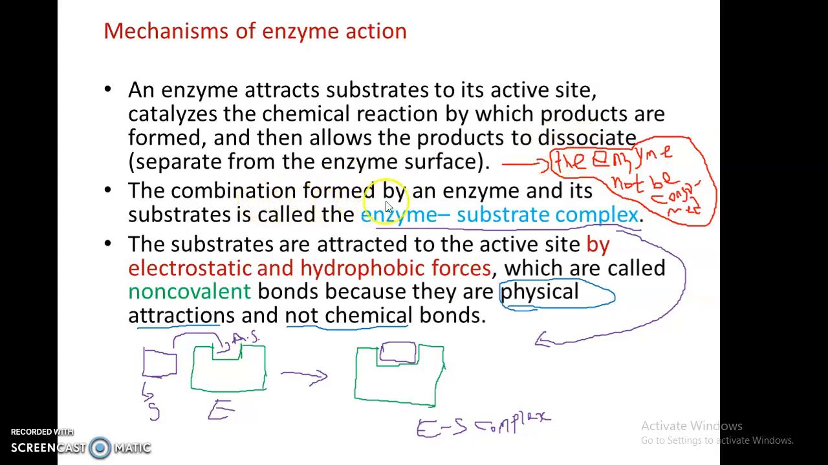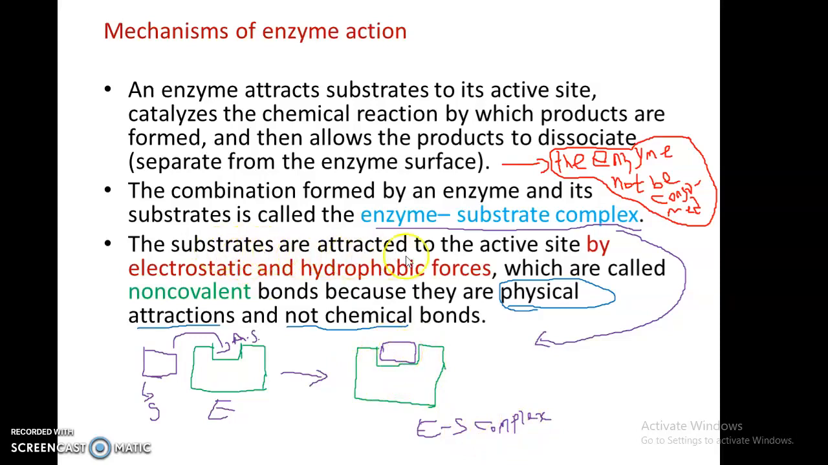The combination formed by an enzyme and its substrate is called the enzyme substrate complex. For example, here is a substrate, S indicates substrate. This one is an enzyme. This site is the active site. If this substrate comes and attaches to this enzyme, we call this the enzyme substrate complex. This is the enzyme plus the substrate.